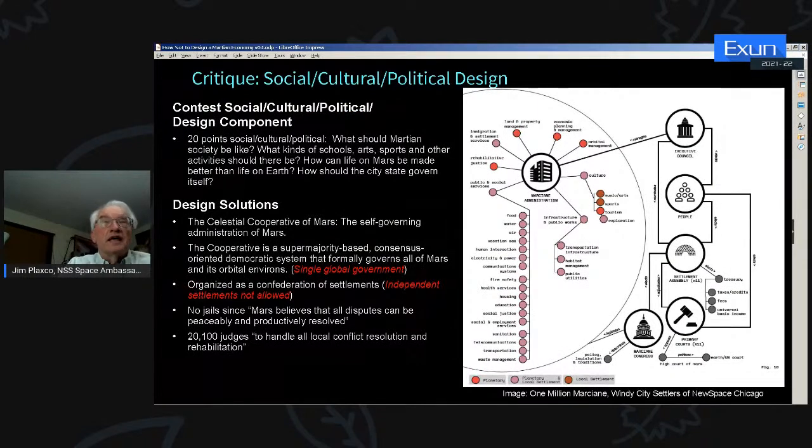There was a lot of interest in the social, cultural, political governance aspect of the design. I was not a member of that team, but I was troubled by several aspects of their design. I, in particular, had a problem with the part that said that Mars would be ruled by a single government and that no independent settlement of Mars would be allowed. I also found myself scratching my head over the need for 20,000 judges in a system where there would be no incarceration. The worst that could happen was that if your crime was really heinous, you would be ostracized, but that would happen only after there had been a public vote of the citizens of Mars.